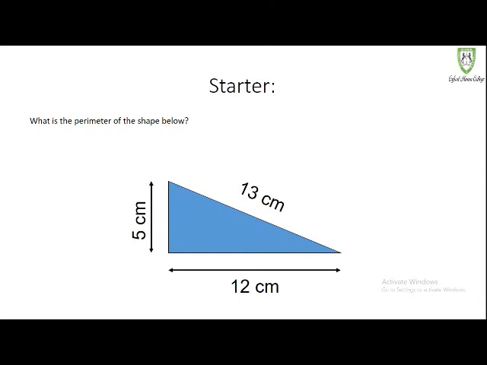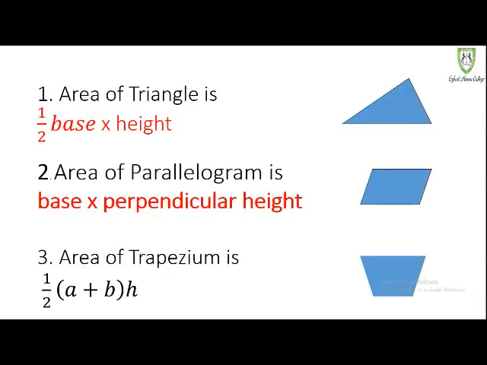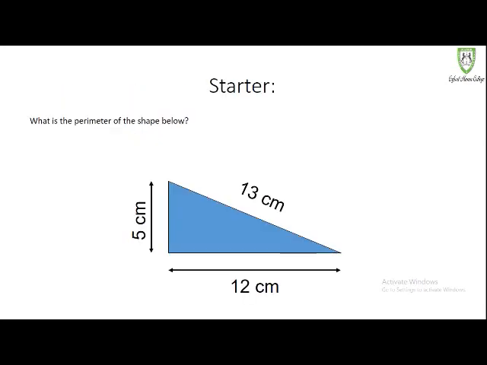Who can define a perimeter for me? I believe we are all saying something. Okay, the perimeter of this shape is to add up all the three sides. 5 plus 12 plus 13. That will give us what? 25 plus 5, which is 30.